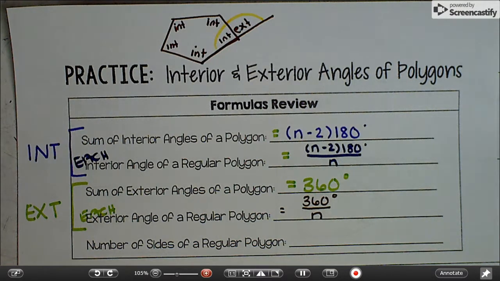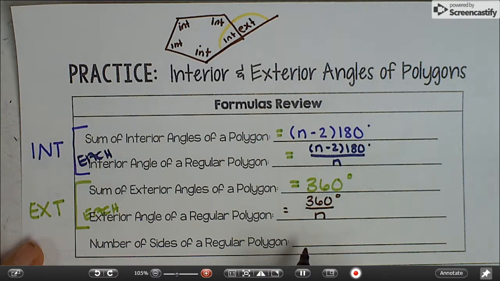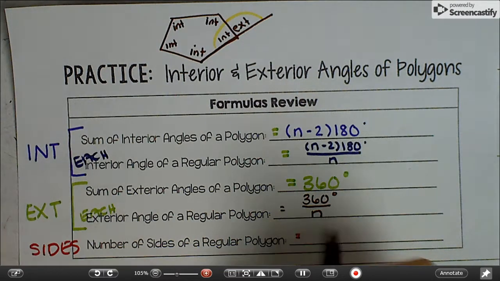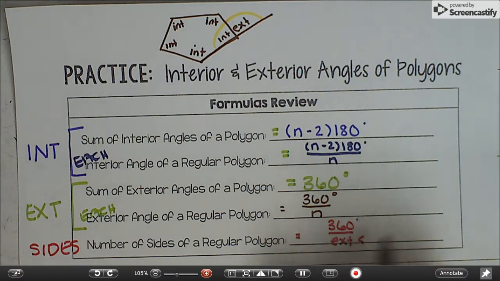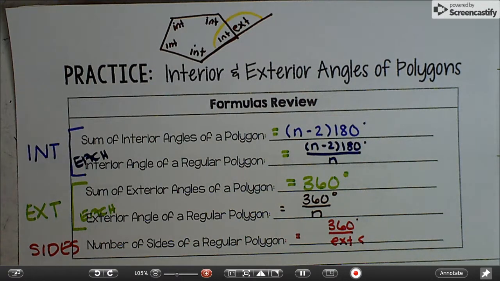And this is a review. If you want to know why, go watch the previous video. That one will explain why. And then lastly, there's a couple ways to do this. You can just use these formulas here. Or another way that I like to find the number of sides is by doing 360 degrees divided by an exterior angle. That's where this comes in handy, because if you know an interior angle, you can find it easily just by subtracting from 180 and getting the exterior angle.